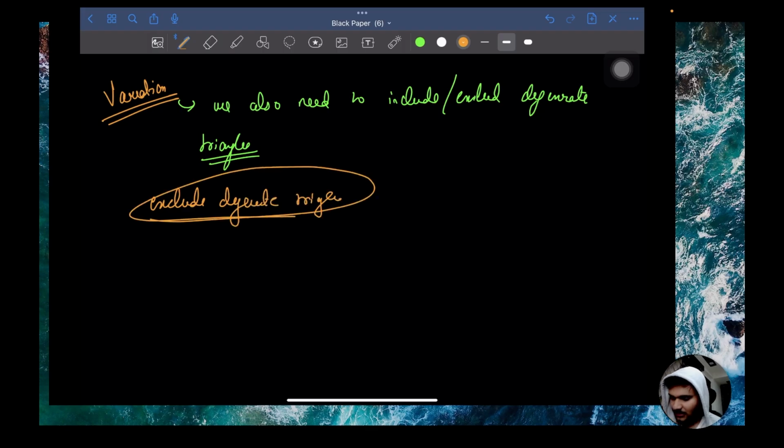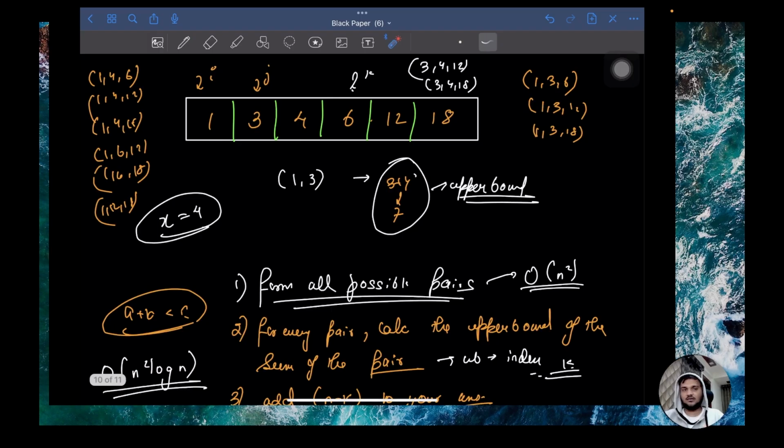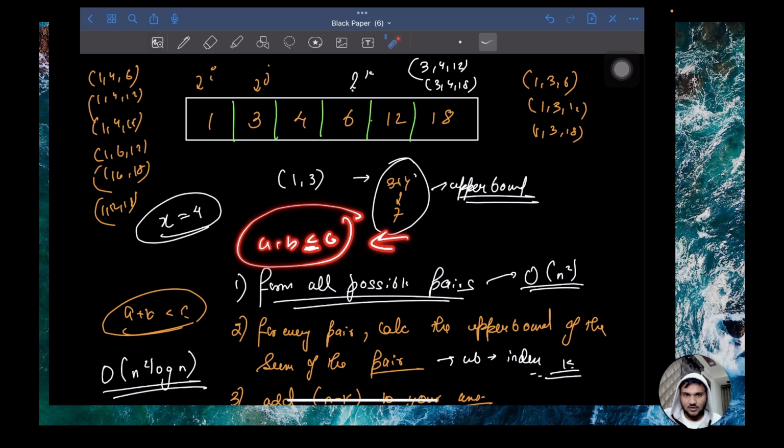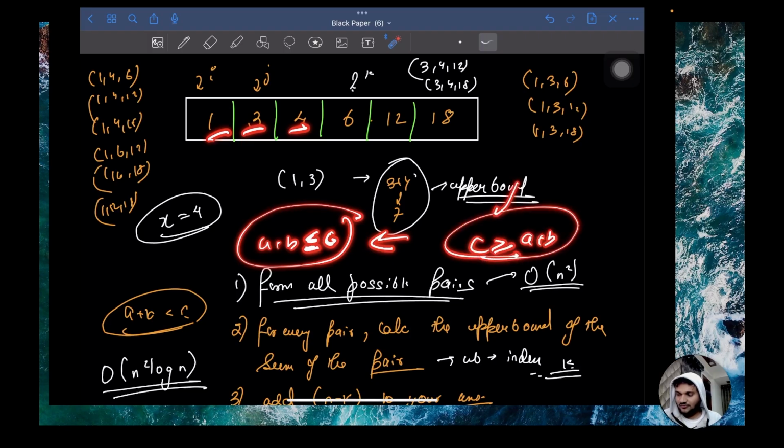So if somebody says to exclude degenerate triangles, that means if the 3 sticks that you pick form a degenerate triangle, then also you win and the other person loses, right? So instead of just checking a plus b less than c, you have to also check a plus b less than or equal to c, because now degenerate triangles also make you win. For example, 1, 3, 4 is going to make a degenerate triangle. So you say c is greater than or equal to a plus b, so you need to find the first value which is either greater than a plus b or equal to a plus b.